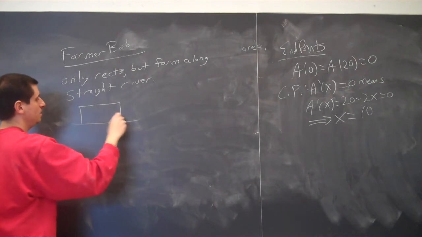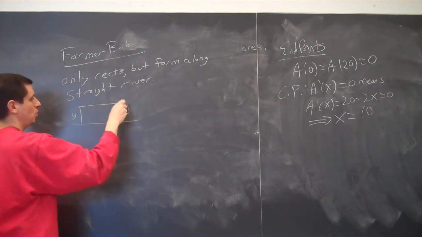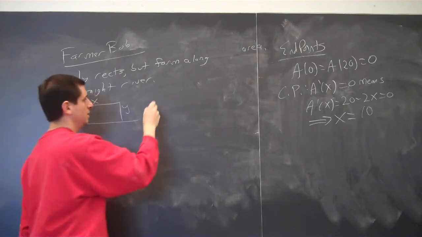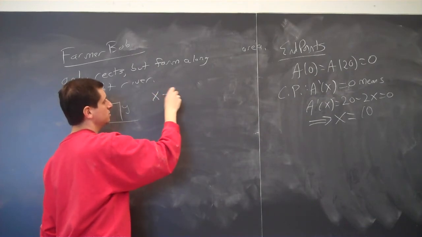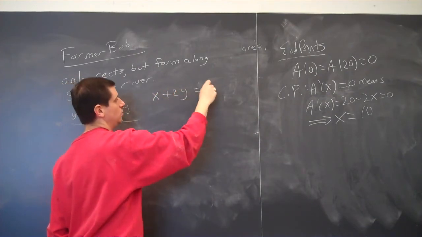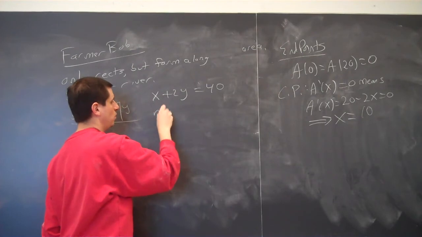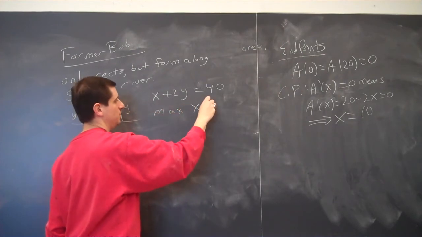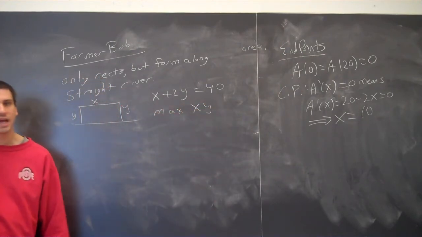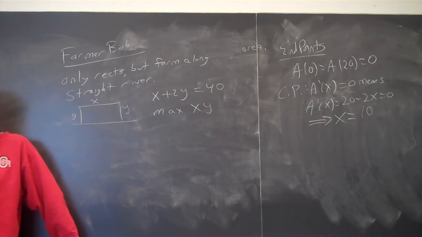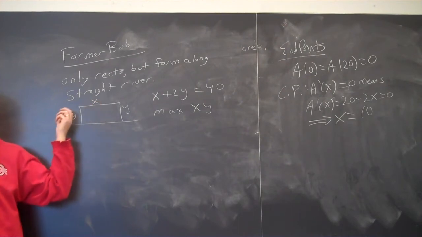So Farmer Bob, it's going to be something like this: y, y, x. And now you have x plus 2y equals 40, and you want to maximize x times y. Any thoughts on what the answer should be? Yes? Two squares next to each other. What do you mean by 2 squares? Like the area should be. You need to tell me what x and y are.